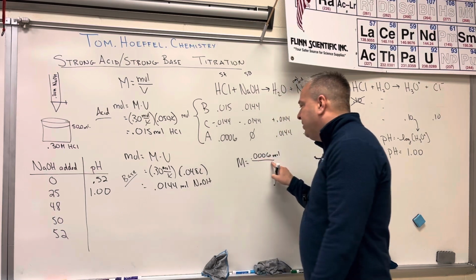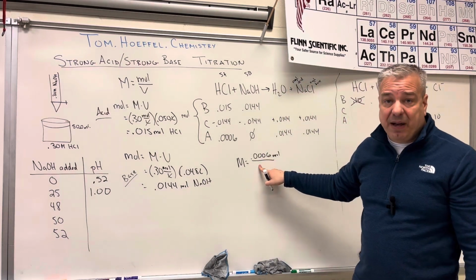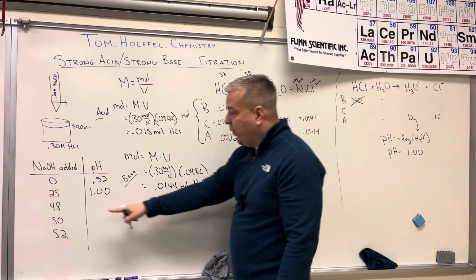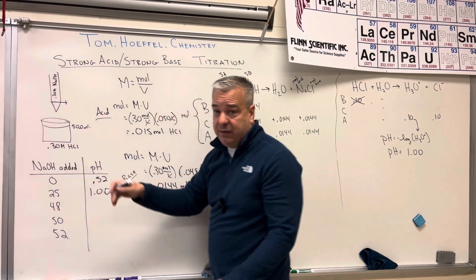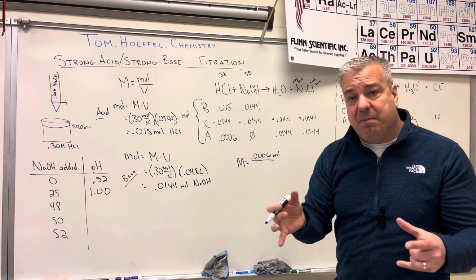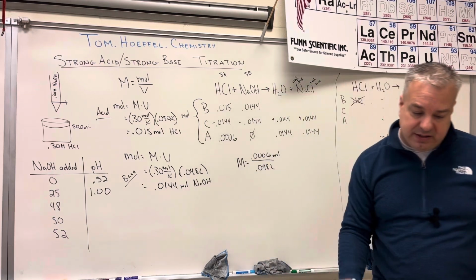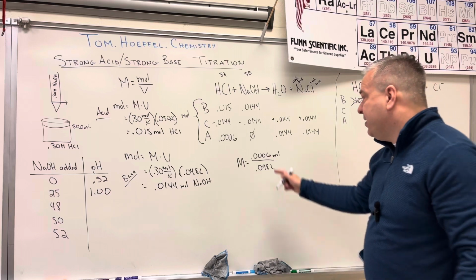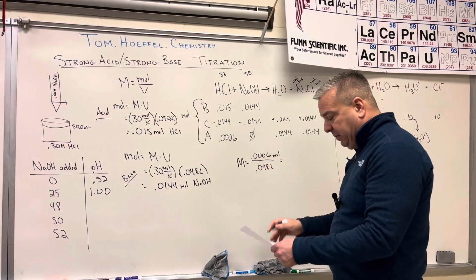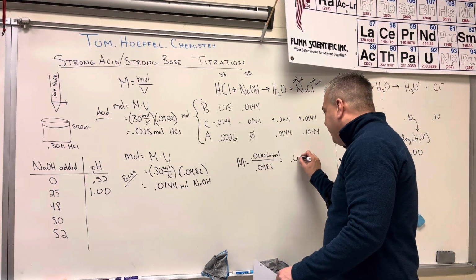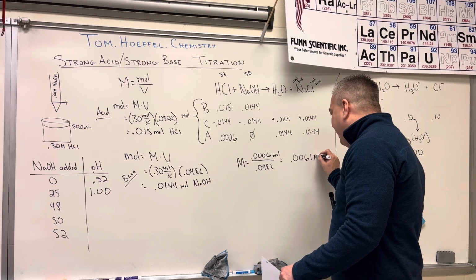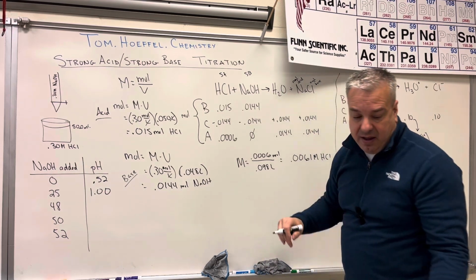So I have 0.0006 moles, and I got to divide that by the volume. Well, what's the volume? Well, 48 milliliters plus the 50 is a total of 98 milliliters. And into liters, that ends up being 0.098 liters. So when I divide these two, I will get the molarity to come out to be 0.0061. Wow, this has really gone down a lot.